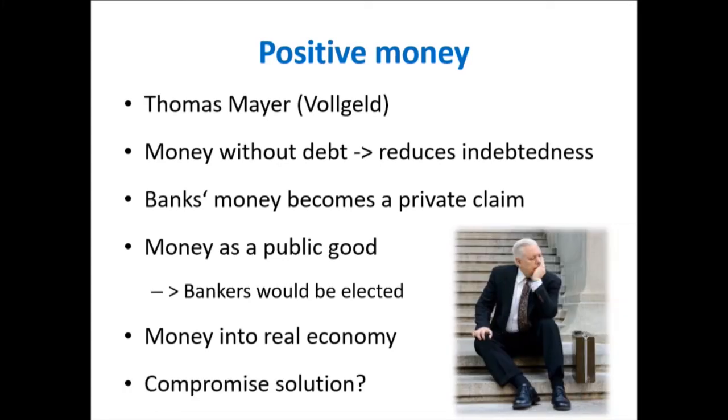So there might be a compromise solution that I was thinking about, and the compromise solution would be that the banks would normally create money as they do now. The money would enter the economy via credit, but it would not terminate. The money would not be destroyed when being repaid to the bank. So in the moment when the money would be destroyed, cancelled, it would become positive money.